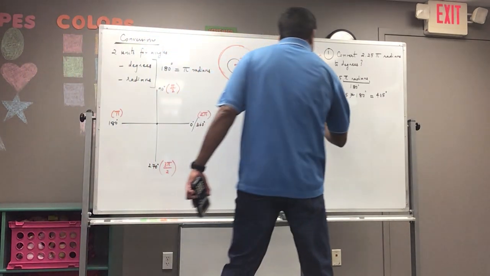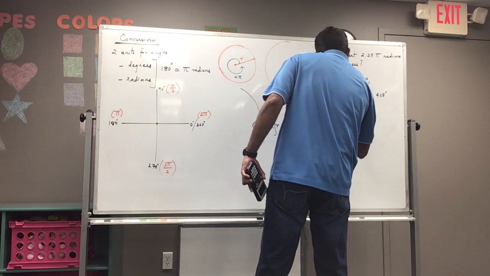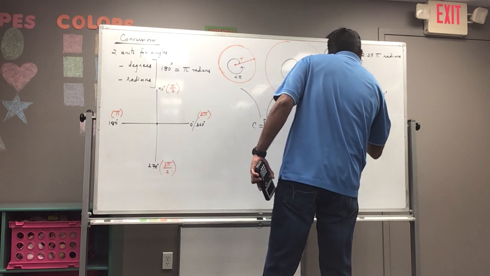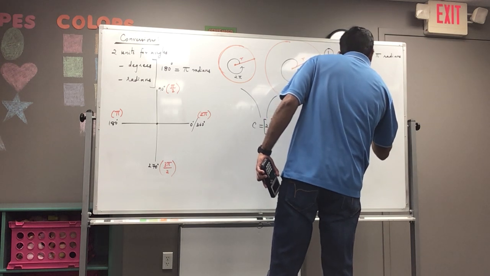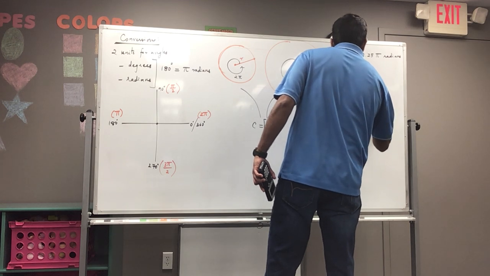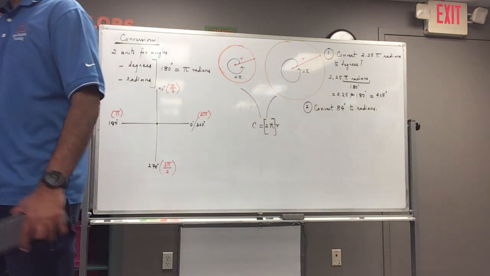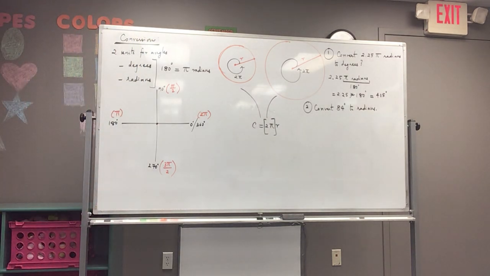Second problem. Convert 84 degrees to radians. Please note, both of these questions were from a real ACT test. So that's why I'm giving the exact numbers. Convert 84 degrees to radians.